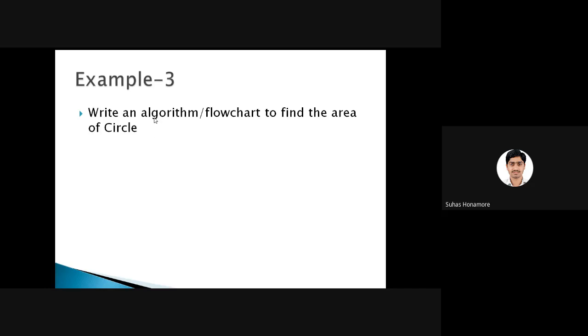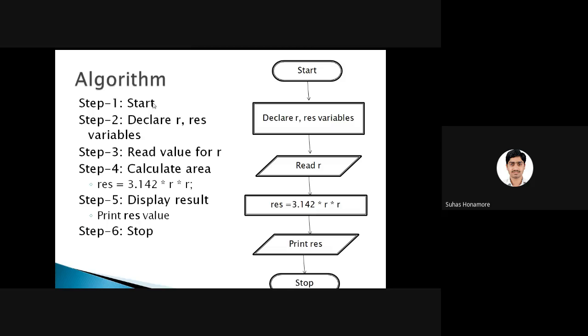Now again we will write it for finding the area of a circle. We have also written this algorithm, so we will see the flow chart. This is the algorithm we already wrote in the last class. We require two variables: one is R, the radius, for reading, and then the result, which you can also name area. Whatever variable name you want to give, you can give it.